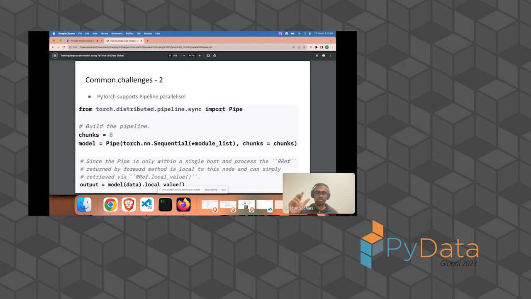So one chunk or one module would sit on one of the 8 machines. And then when I'm doing a forward pass, I do the forward pass as before, model.data. And then at the end, to get the value from the forward pass, I have to do this extra thing called as a dot local underscore value, which basically says, give me the value on this machine, on the specific machine where I call the output. But other than that, it composes pretty well with the existing constructs in PyTorch.